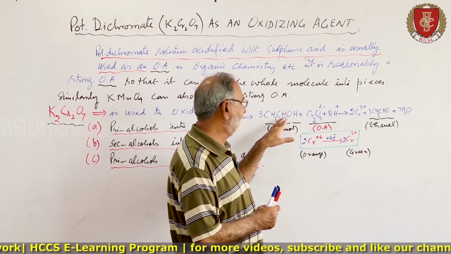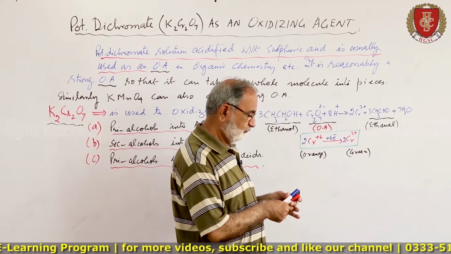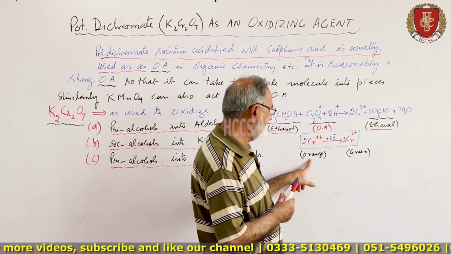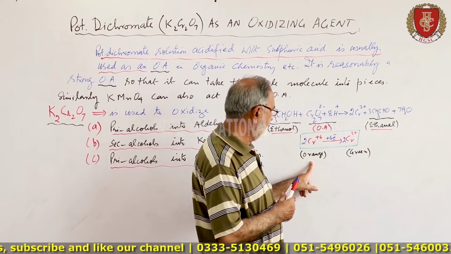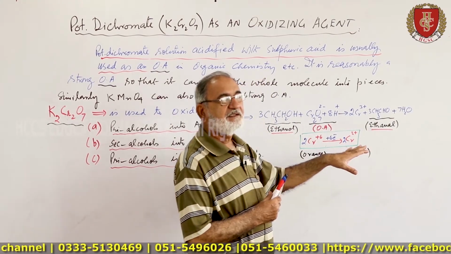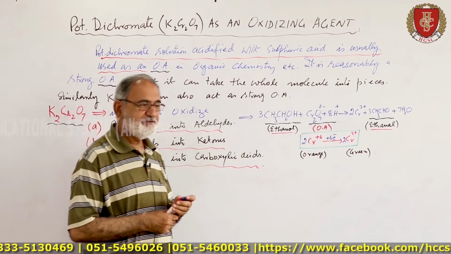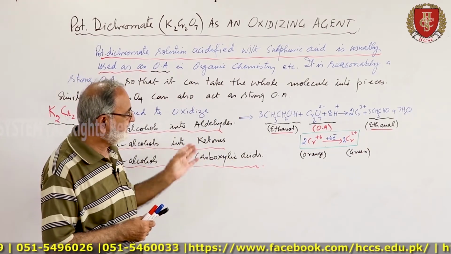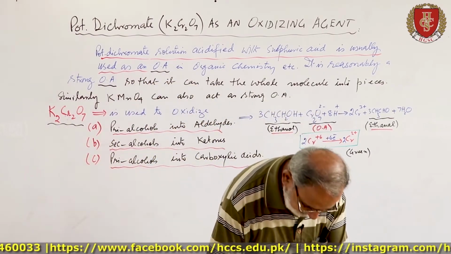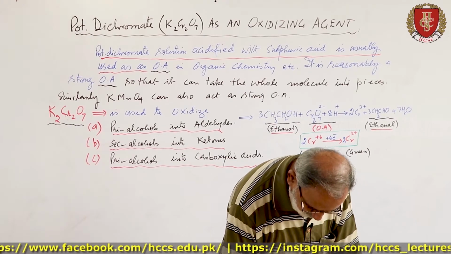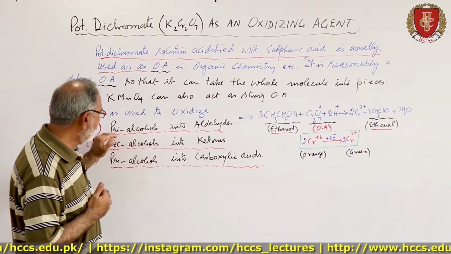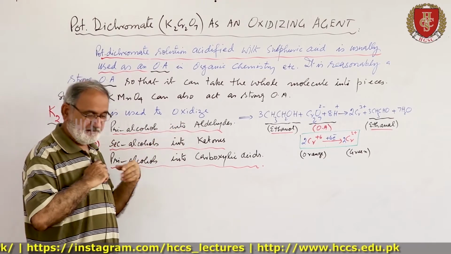it oxidizes this one into ethanal, and itself this chromium 6 orange in potassium dichromate reduces to chromium plus 3, which is shown by the change in the color. So by the change in the color, this is represented how this is going to be oxidized. So it oxidizes primary alcohols into aldehydes.